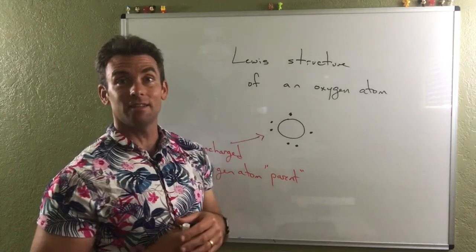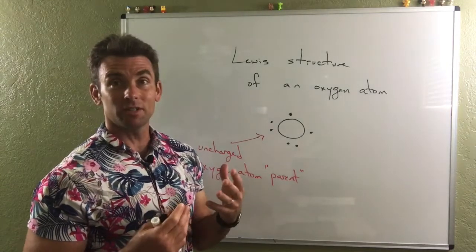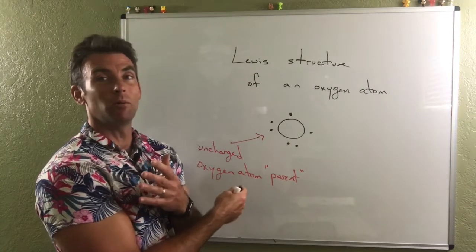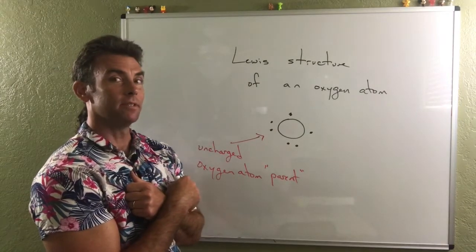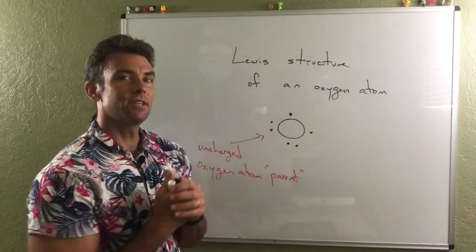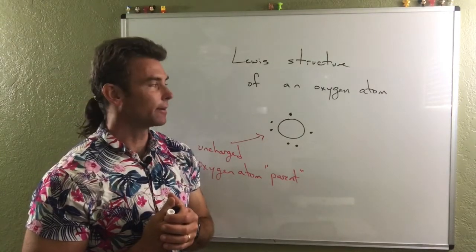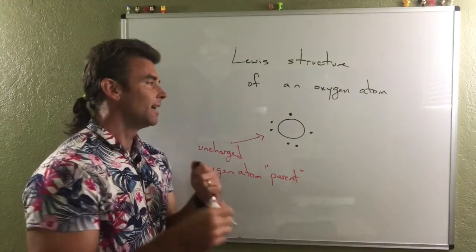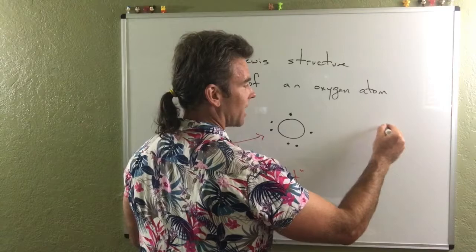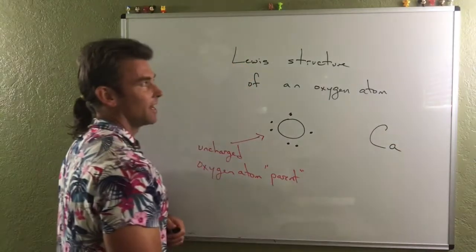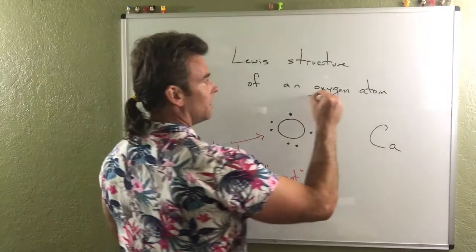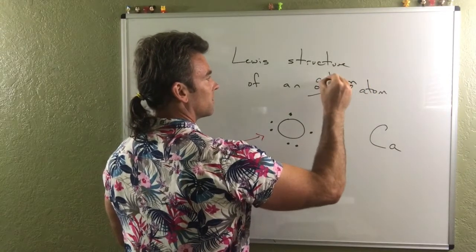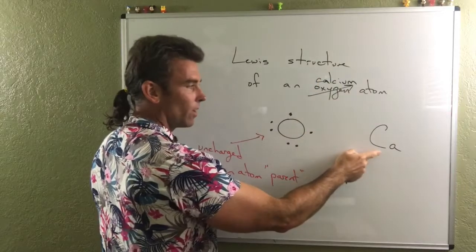When we finally get to doing covalent Lewis structures, being able to figure out how many electrons you start with is pretty important before all that bonding happens. So that's something I would commit to my skill set. For instance, let's pick out something that is a metal. Let's say that instead of doing a Lewis structure of an oxygen atom, we want a calcium atom. Well, same thing.